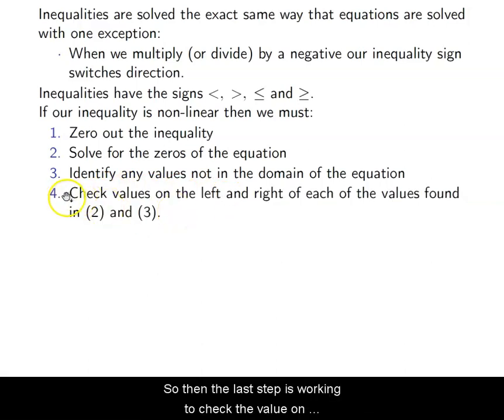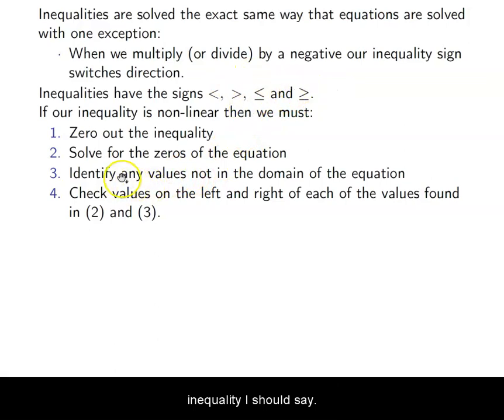Okay. So then the last step is we're going to check the values on the left and the right of the values that we found in steps 2 and 3. So we're going to list out the zeros, and we're going to list out the values that are not included in the domain if perhaps we have a rational expression, or inequality, I should say.